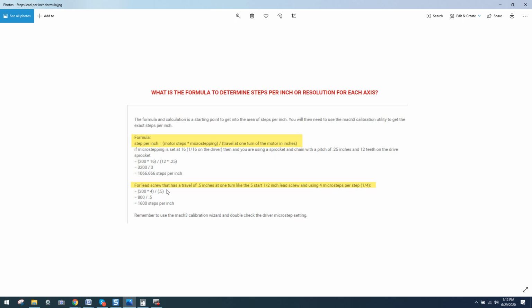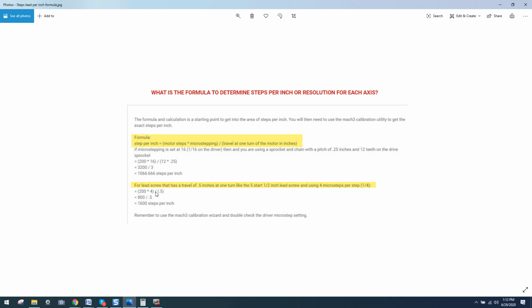For a lead screw or ball screw, because they're basically the same in characteristics, though vastly different in the quality of motion that's produced. Again, this is just an example: a lead screw that has a travel of 1/2 inch at one turn, like a 5-start half-inch lead screw, using four microstepping, or one quarter. You can see here we've got the 200 again, because that represents the motor steps. We're multiplying that by four to come up with the product once again, and the four is coming from the microstep setting.